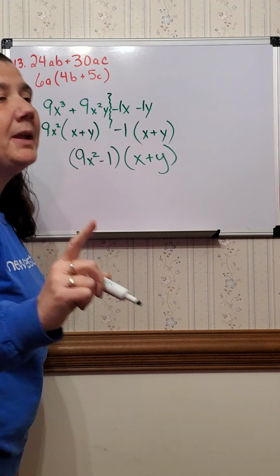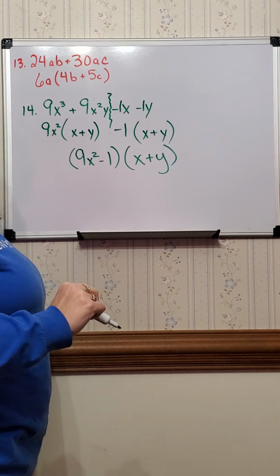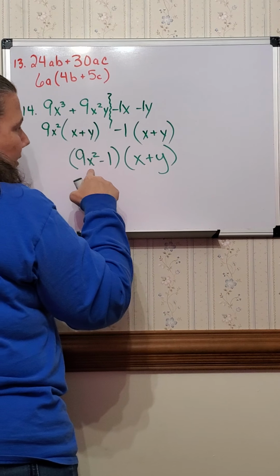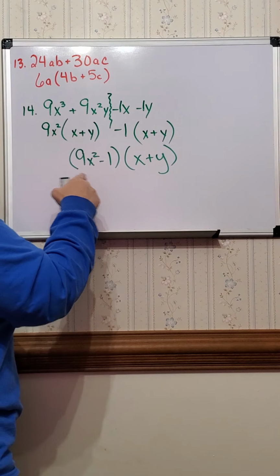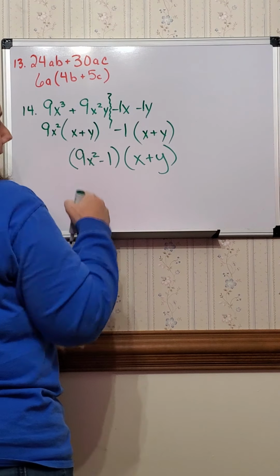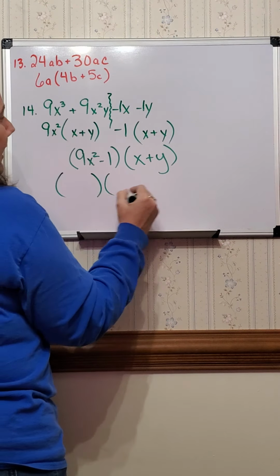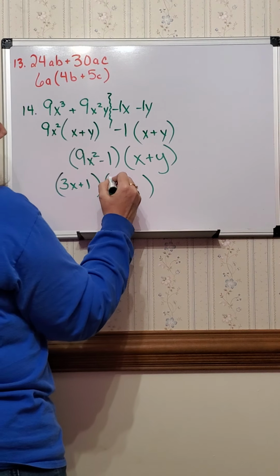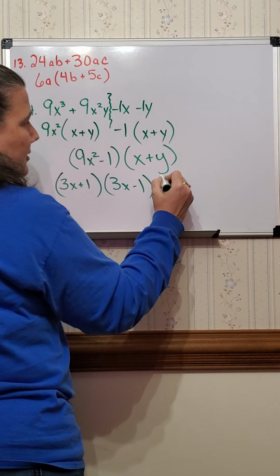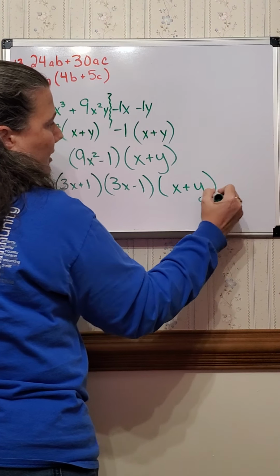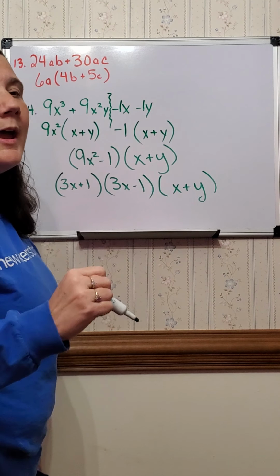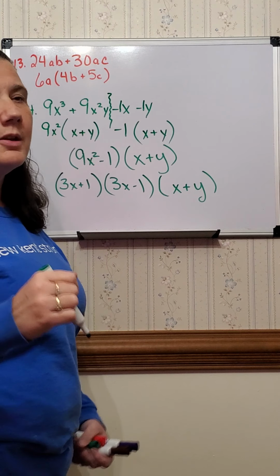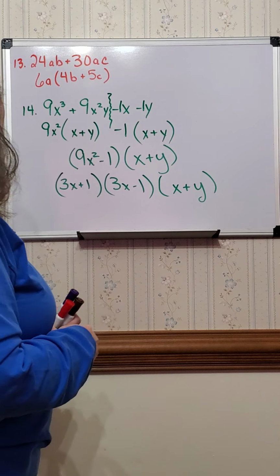Now, if you were to stop here, you would not have factored it all the way down. What do you notice about this problem here? If you look carefully, you're going to notice that this right here is a difference of squares. And we can't leave a difference of squares. I have to factor that piece out again. So I'm going to end up with 3x plus 1, 3x minus 1 times x plus y. You have to have it factored completely down, and you have to look at that last line and make sure there's nothing else that you can factor before it's totally factored.